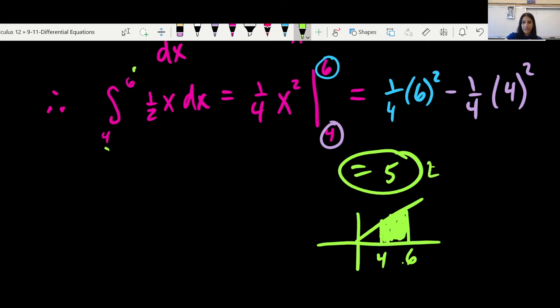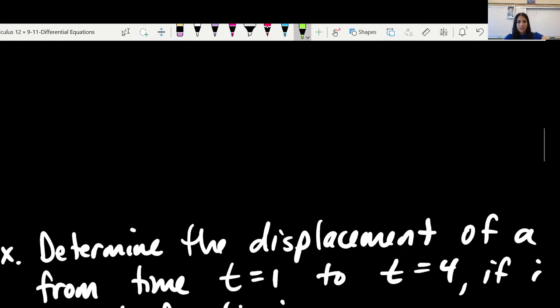So 5 would be the area under the curve. Okay, so I think I'm going to assume you're pretty good with that.